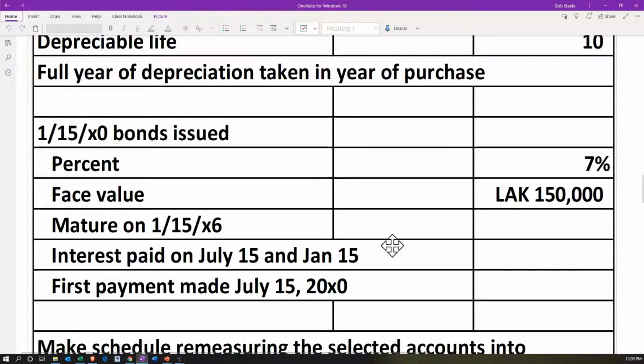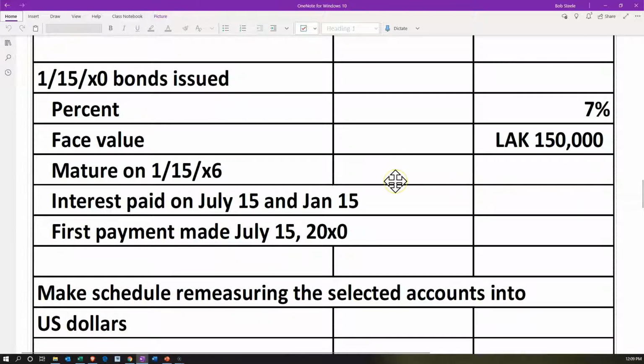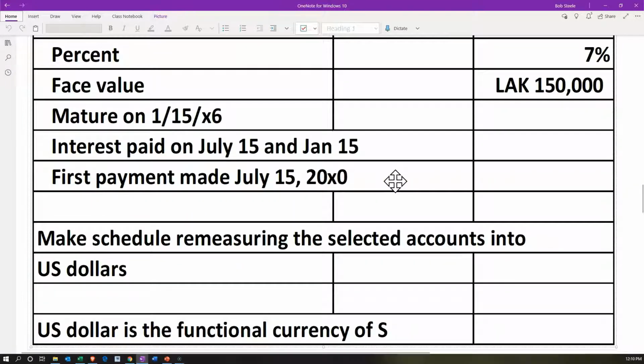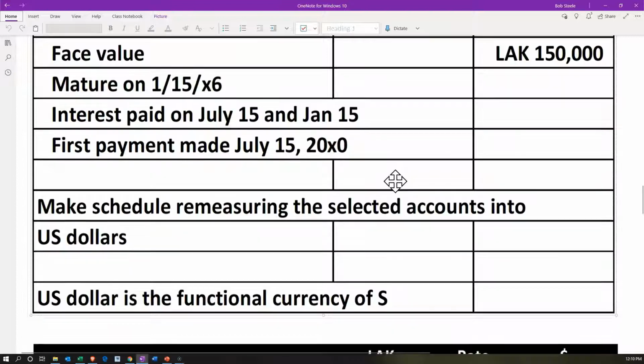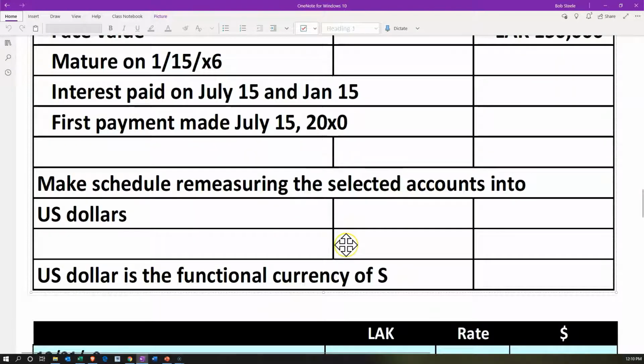Then we have on 115X0, this is when the bonds were issued. So we'll have bonds on the books. They had a face amount of 150,000 foreign currency units, 7% interest, maturity on 115X6, interest paid on July 15th and January 15th, so semi-annual interest payments. First payment made July 15th, 2000X0. Then we're going to make a schedule of remeasuring selected accounts into US dollars. US dollar is the functional currency of S.